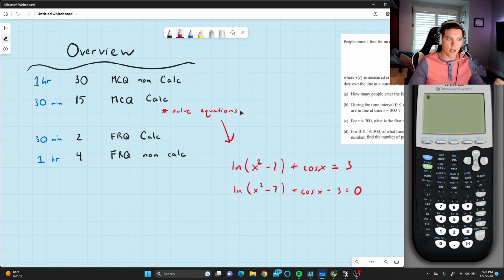Don't take definite integrals by hand when you have a calculator. Remember, your calculator can do math 8, math 9, solve equations. It can find roots. It can find intersection points. So remember, if you have your calculator, think about all the things your calculator can do.